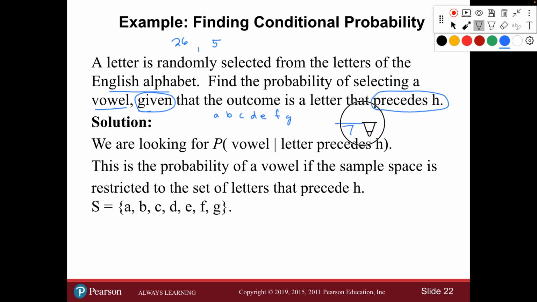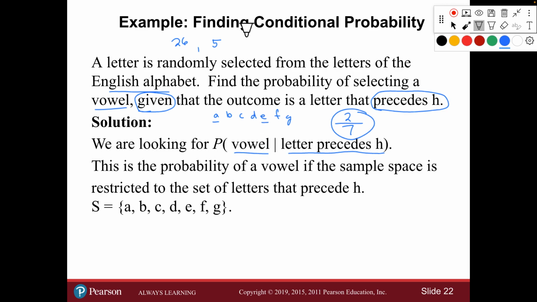So that's going to be our denominator. How many of these are vowels? 1, A is a vowel, E is a vowel. So 2 out of 7, 2/7. That will be our probability. So you see how when we're doing this conditional, this second thing that happened changes everything, changes the sample space. So it's going to change the probability of the first thing happening.